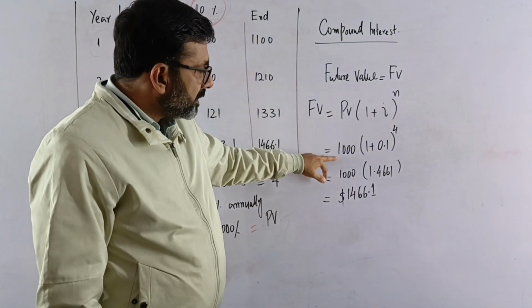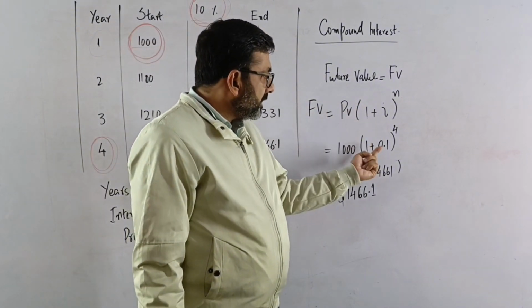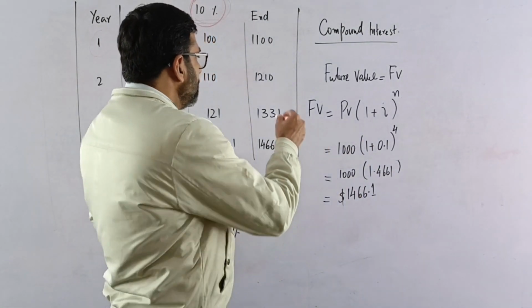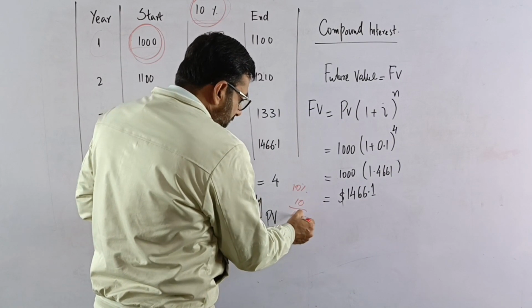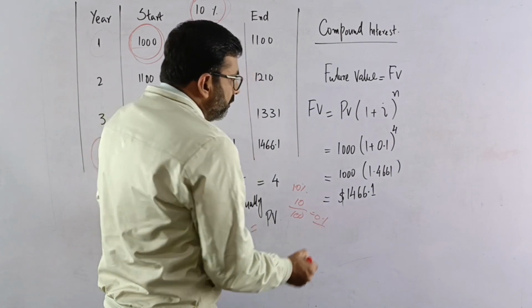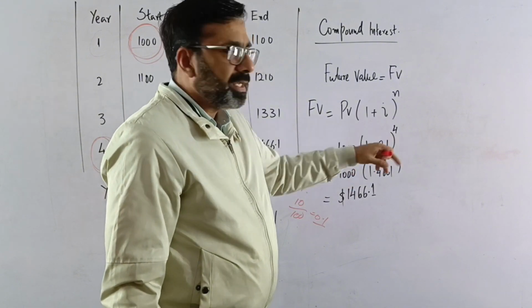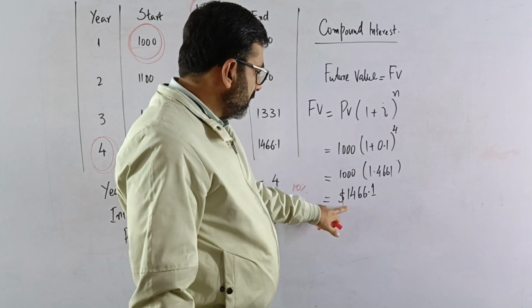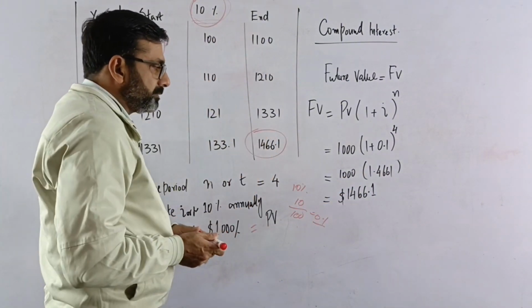Now PV is 1000, so the amount which is invested. The rate of interest is 10%. So 10% means what? That is 10 divided by 100, so it is 0.1. So it is 0.1 here, and whole raised to power 4 because the number of years is 4. So if we multiply these values, the amount we are getting will be the same as we are getting here.